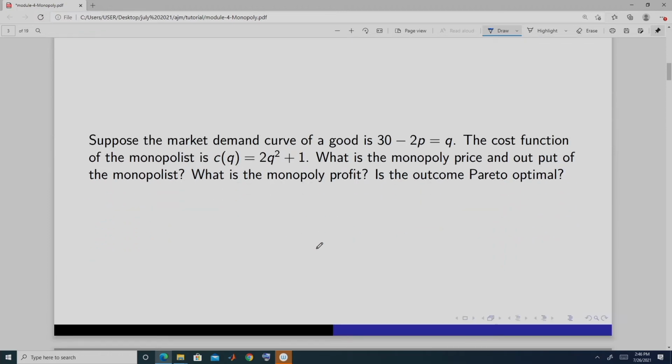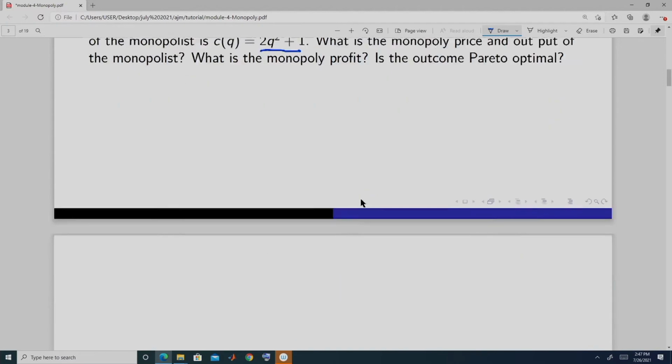Next problem. Suppose the market demand curve of a good is this, and the cost function of the monopolist is this. So, marginal cost is strictly increasing here. What is the monopoly price and output of the monopolist? And we have to find the monopoly profit also.